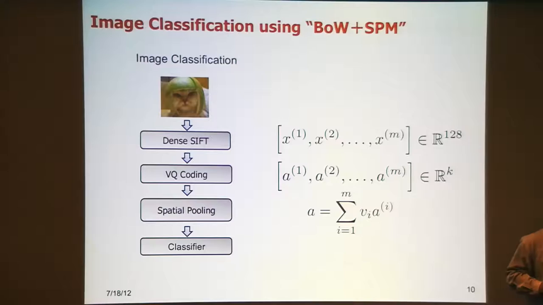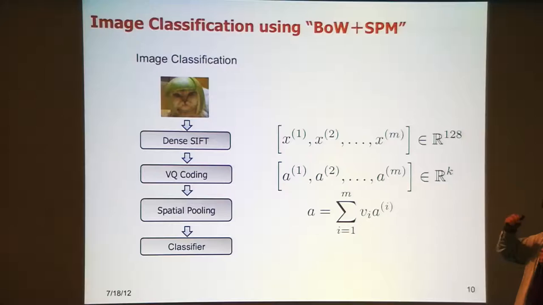So mathematically, let's go into a little more detail about the pipeline of this bag-of-words plus spatial pyramid matching framework. So this is the input image. Then you extract a so-called dense SIFT, for example. Here we call it dense because we extract the local features everywhere. So it's like convolution. We apply the same set of features at all the locations within one image.